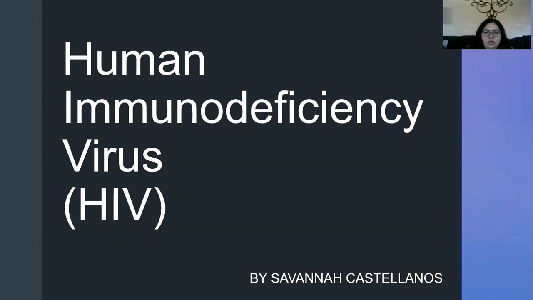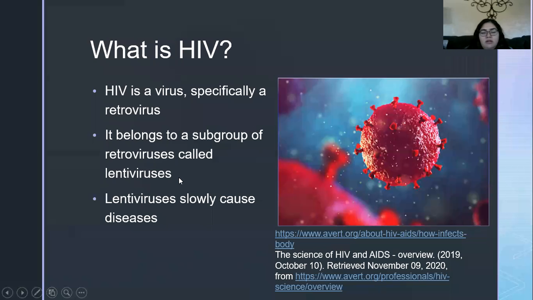So let's talk about what HIV is. HIV is a virus. It is specifically a retrovirus. And within those retroviruses, it belongs to a group called lentiviruses. Lentiviruses are viruses that slowly cause disease. So HIV does not make you sick right away. It takes years, it takes decades before you start feeling the symptoms of it. And so many people can go undetected for years and spread the disease without even realizing it, which makes it so hard to keep track of because it's not something that you automatically get sick from. You can have it and be asymptomatic.